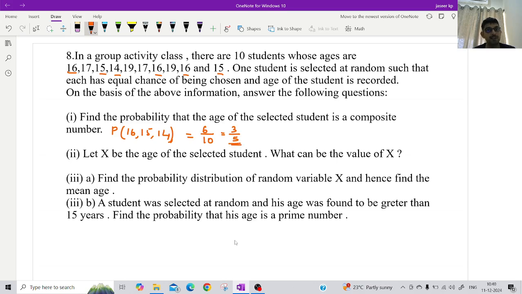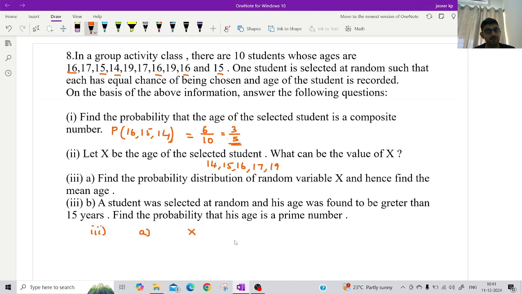Now let x be the age of the selected student. What can be the value of x? This is the random variable. The possible values of x are 14, 15, 16, 17 and 19. Now in the third question it is asking to write the probability distribution.